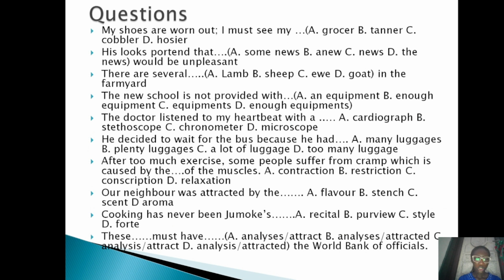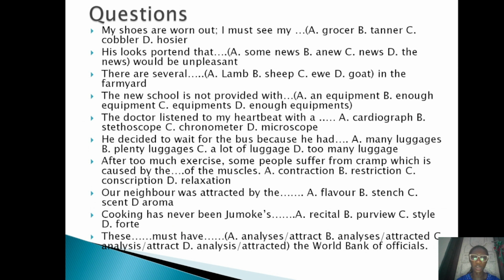So let's quickly move to our questions. My shoes are worn out. I must see my dash. A, grocer. B, tanner. C, cobbler. D, hosier. The correct option is option C. A cobbler is the person who repairs shoes.